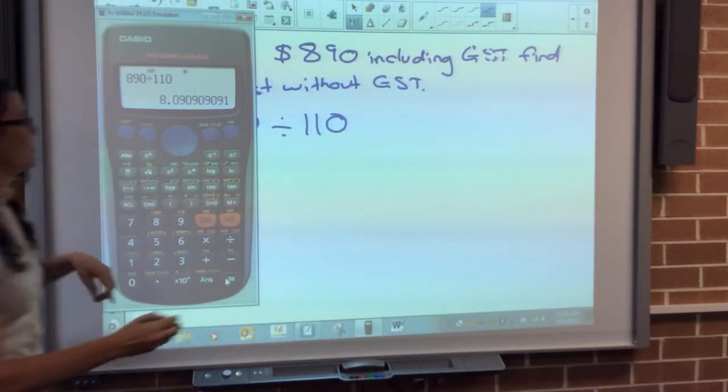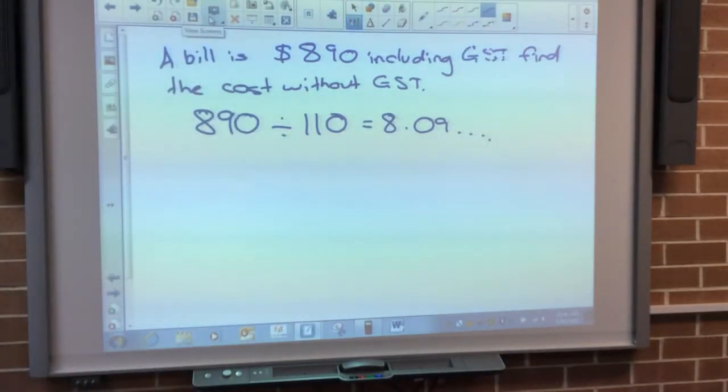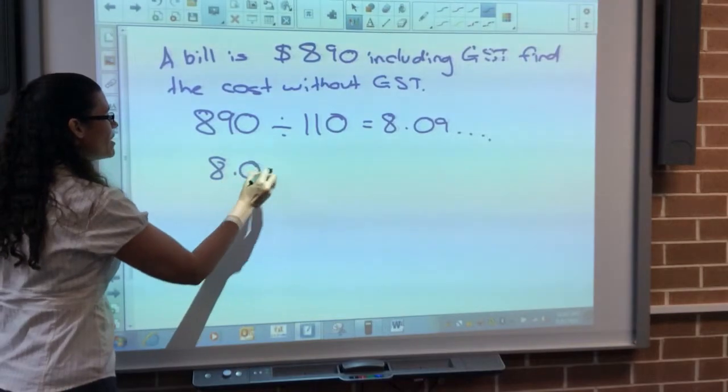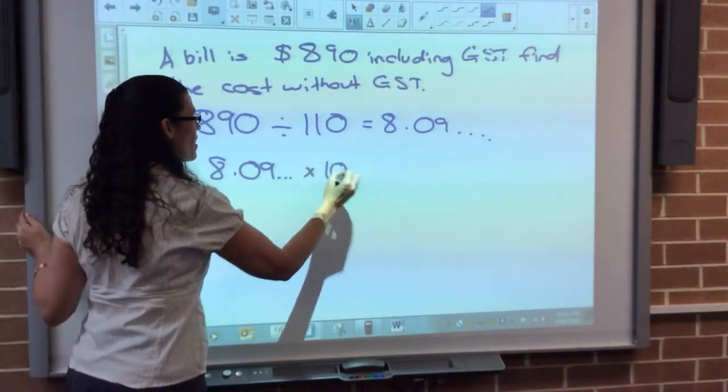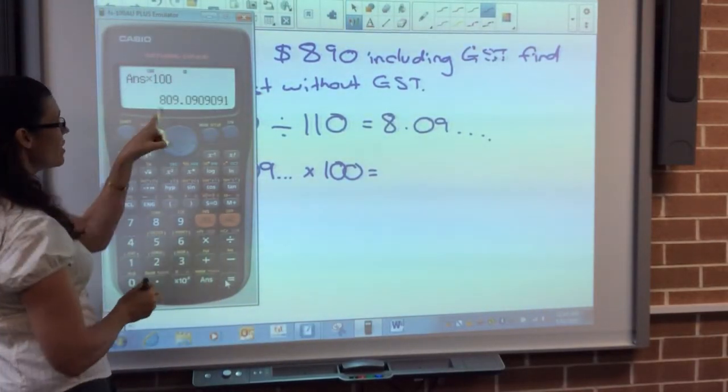So it's 8 point, oh, some sort of horrible decimal. That is what 1% is. Now you've got to read the question carefully. This time I wanted the cost without the GST. So I'm going to times by 100 to find the full bill. Sometimes they say, what is the GST? What would I times by then? I'd times by 10, because I've calculated what 1% is. So if I want the tax, I'd times by 10. So make sure you're reading that question really carefully. So I'm going to take 8.09, and times it by 100, which will give you $809.09.